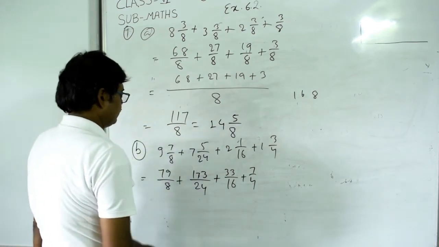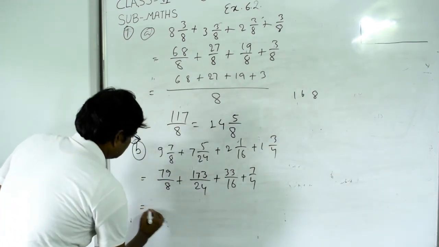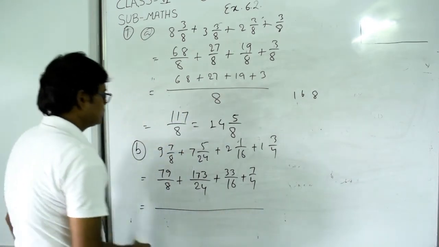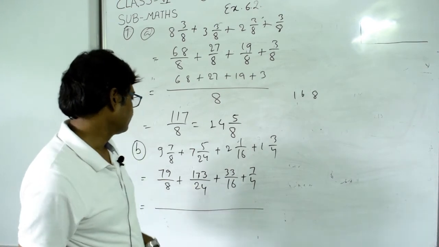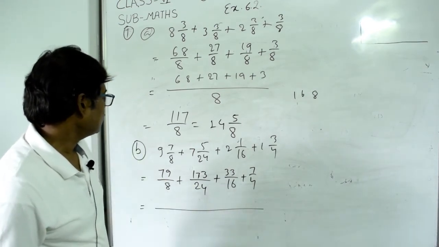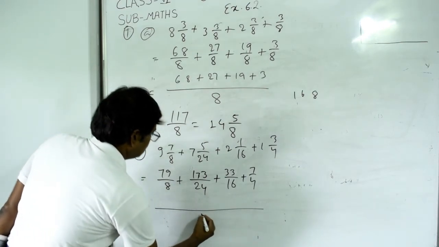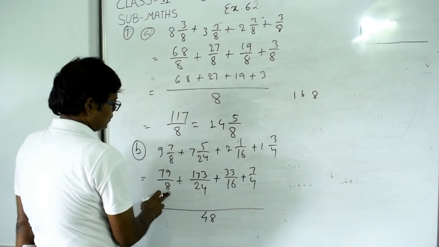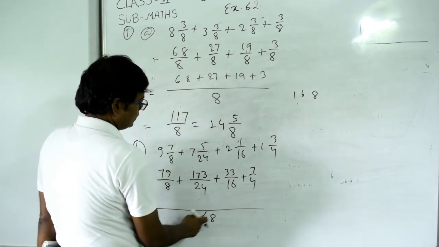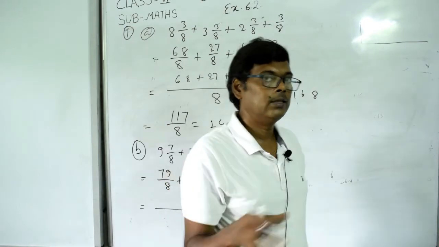Now find the LCM. What is the LCM of 8, 24, 16 and 4? It will be 48, because 48 is divisible by all the numbers. 8 6s are 48, 24 2s are 48, 16 3s are 48. You will find the LCM in rough and then write the LCM.